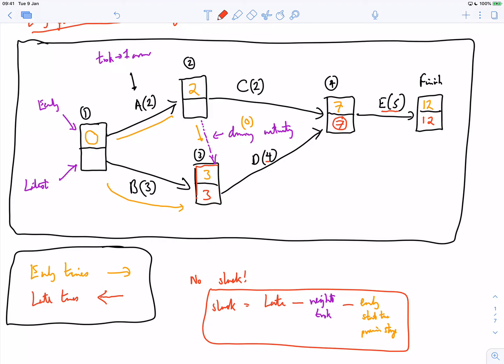Now, if I look at the top task, if I've got 7 here at stage 4 as the latest I can be there, but C is only of length 2, that means the latest I can start C is 5 days on day 5. Because if there's only 2 days needed to complete C, and I need to be at stage 4 for 7, I don't necessarily have to start C straight away. Okay, and we'll talk about what C is and what it's not in a second. But essentially, 5 is the latest we can start going from stage 2.